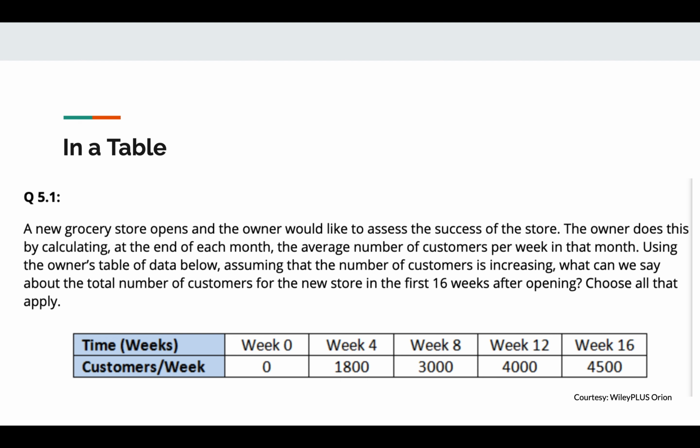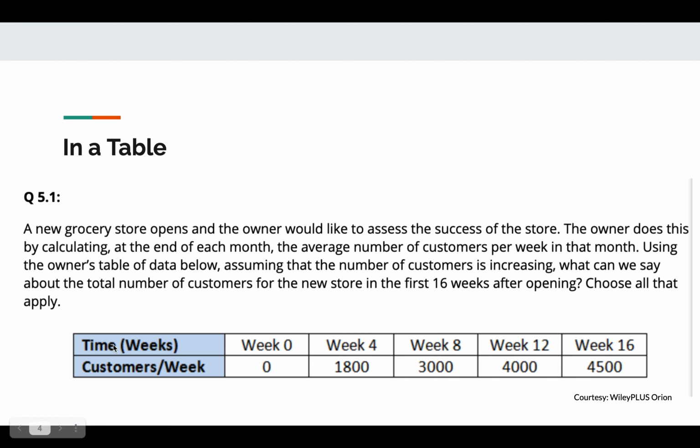A new grocery store opens and the owner would like to assess the success of the store. The owner does this by calculating at the end of each month the average number of customers per week in that month. Using the owner's table of data from below, assuming that the number of customers is increasing, what can we say about the total number of customers for the new store in the first 16 weeks after opening? This is a great first example because it's pretty clean numbers and it'll be pretty easy to point out a few key things to you guys.